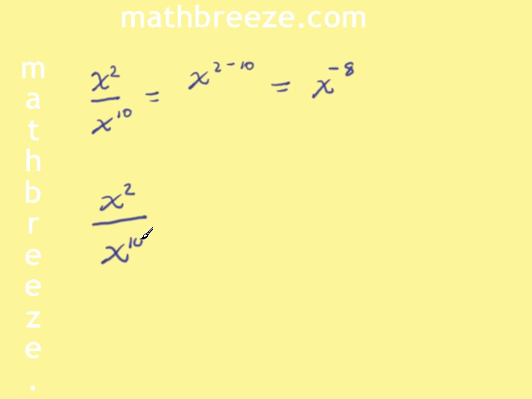So we just saw that if we use our division rule, x squared divided by x to the 10th is equal to x to the 2 minus 10, which is equal to x to the negative 8. All right, let's do this again a little bit differently. We can divide top and bottom of a fraction by the same number. So let's divide top and bottom by x squared.